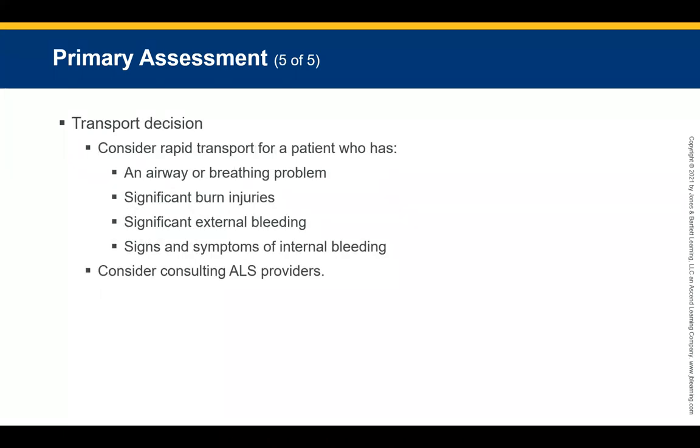Consider rapid transport. We need to rapidly get these patients to a facility that can take care of them. We need to get them to surgical procedures as fast as we can. If we can get ALS to meet us en route, that would be amazing. But again, we may not be able to do that. We may just have to transport them ourselves.